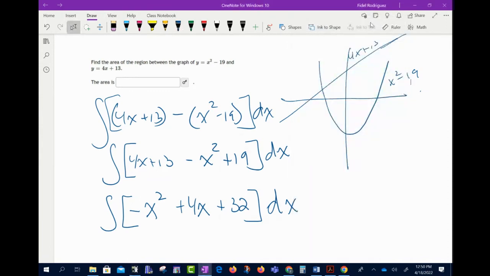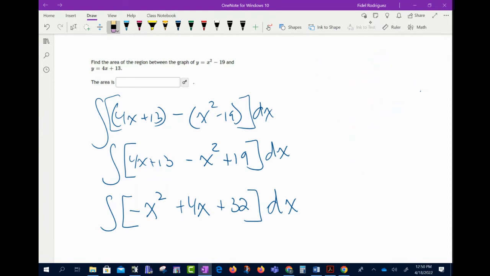Okay, so excellent question. So y'all, now that we have our integral, I'm just going to get rid of my picture that I drew here. The next thing we need to do is find our limits of integration.